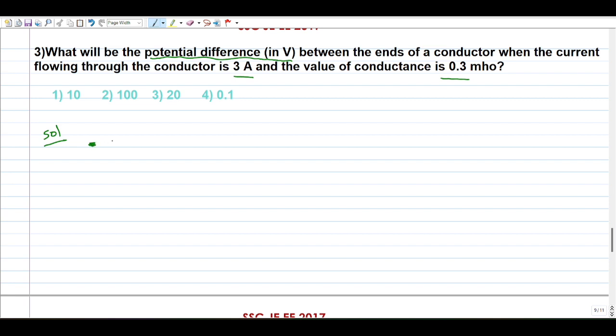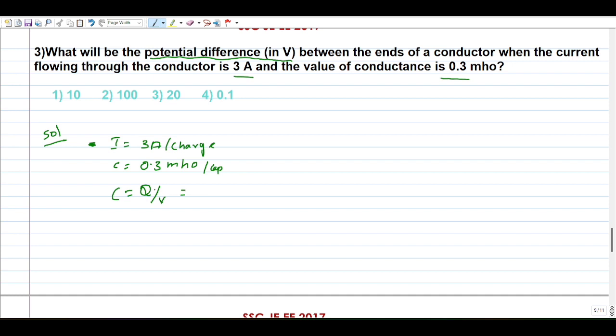Now given is I is equal to 3 amps and the conductance is 0.3 mho. So friends, here the value in amps is nothing but the charge, and the conductance is nothing but the capacitance value, because we have the formula C is equal to Q by V. This is the formula. We just need to substitute the values.